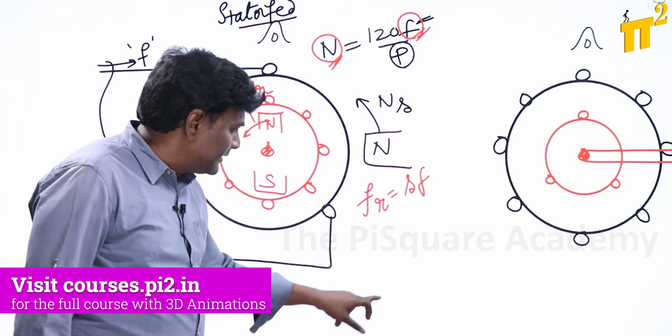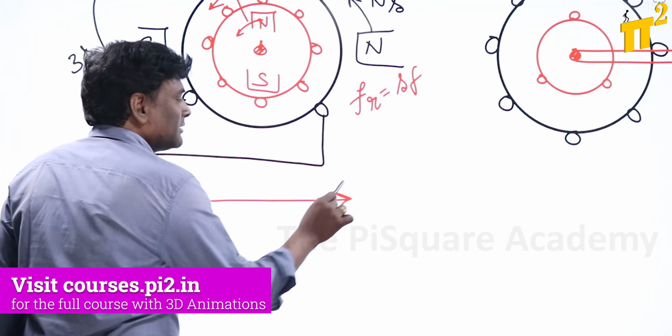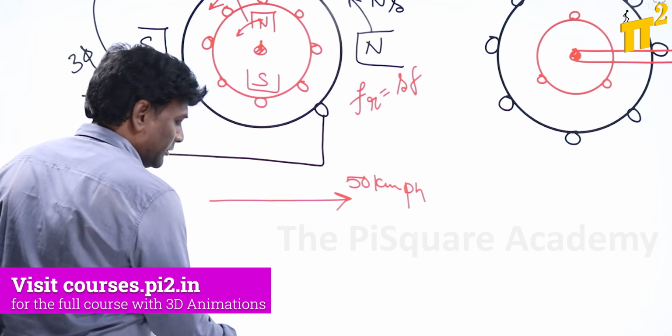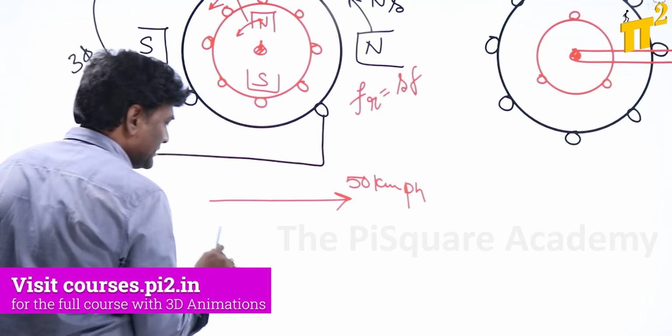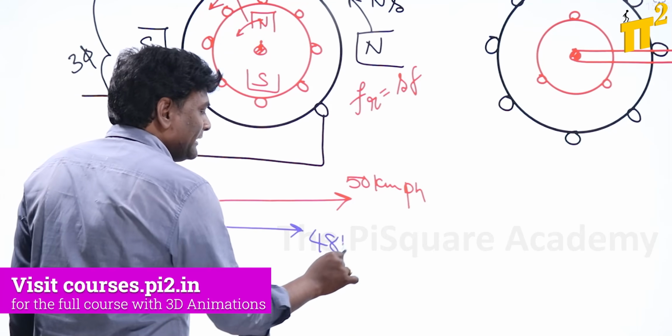Let me explain it this way. For example, one train is moving in this direction, maybe with 50 kmph. Another train is moving adjacent to it, for example, with 48 kmph.